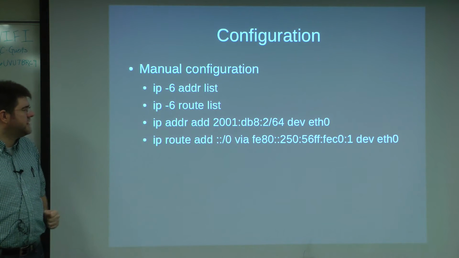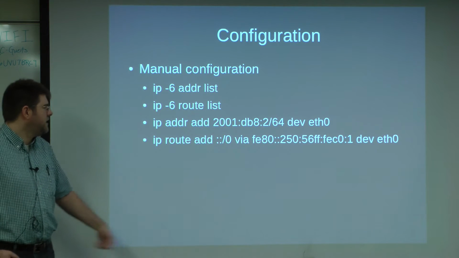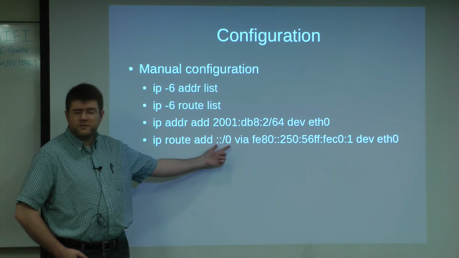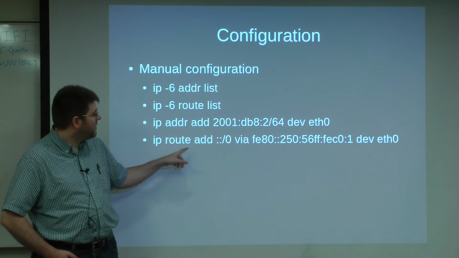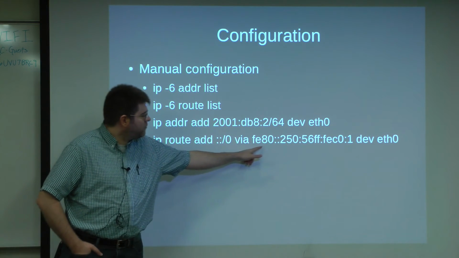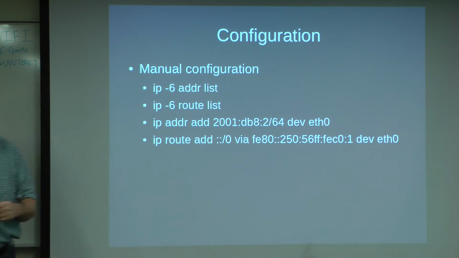Adding a route is the exact same as you would for v4, except just using different addresses. In this case, ::/0. We said on the previous slide that's the default. So this command is saying, send all your default traffic to this other link local address. So it's very much like you would configure them for v4 using the ip commands.